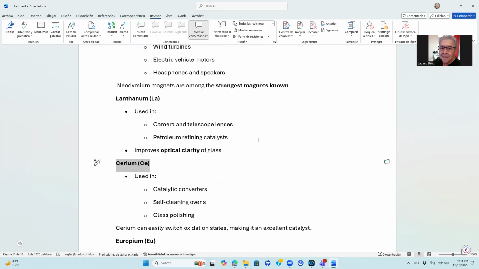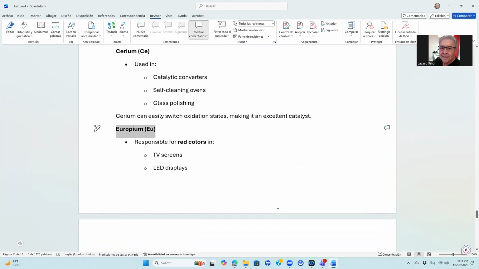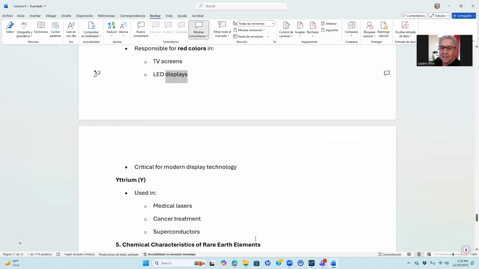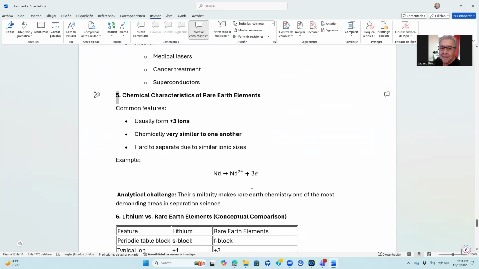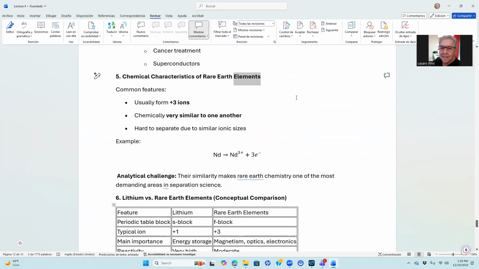Cerium, Ce. Used in catalytic converters, self-cleaning ovens, glass polishing. Cerium can easily switch oxidation states, making it an excellent catalyst. Europium, Eu. Responsible for red colors in TV screens, LED displays. Critical for modern display technology. Yttrium, Y. Used in medical lasers, cancer treatment, superconductors.